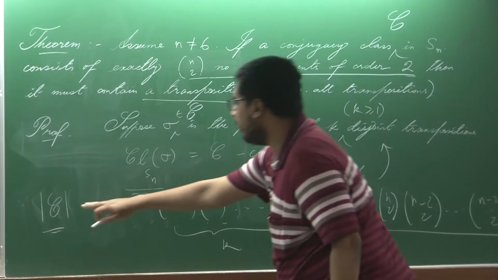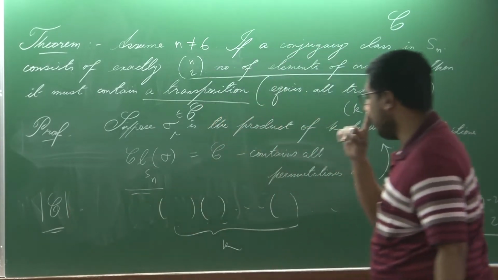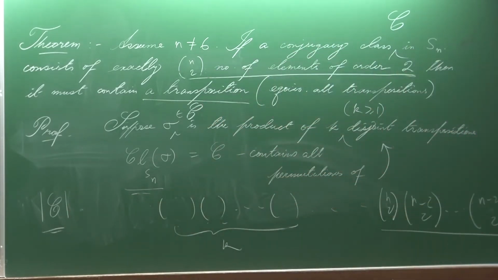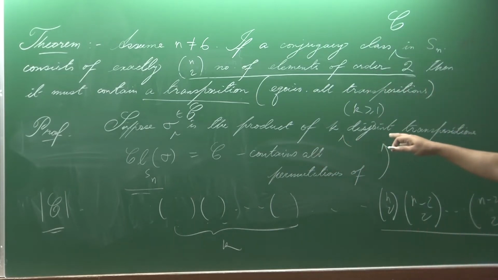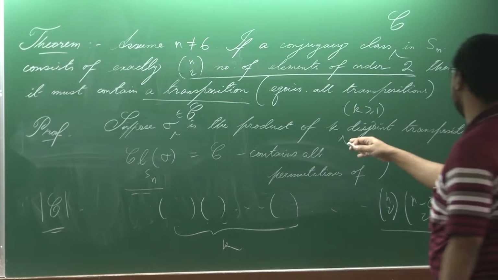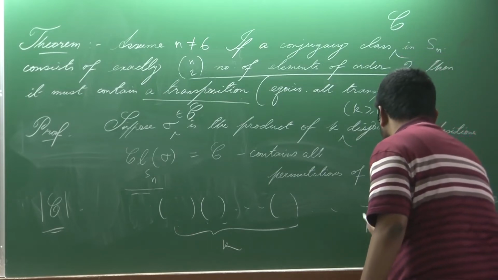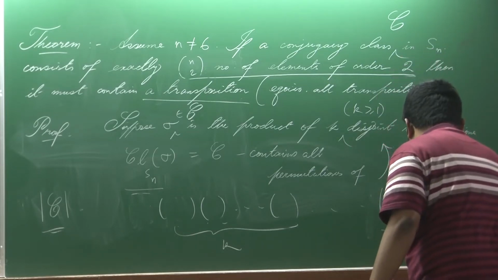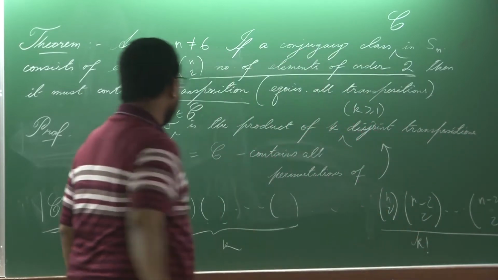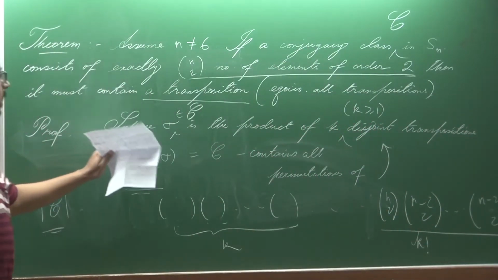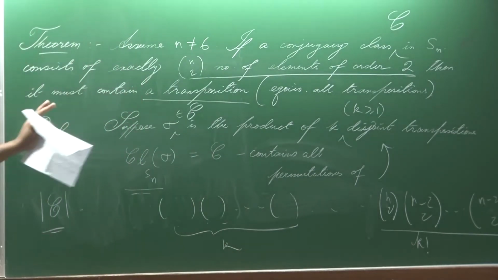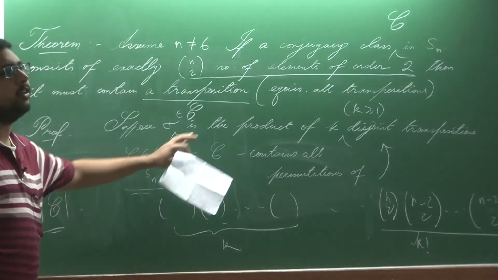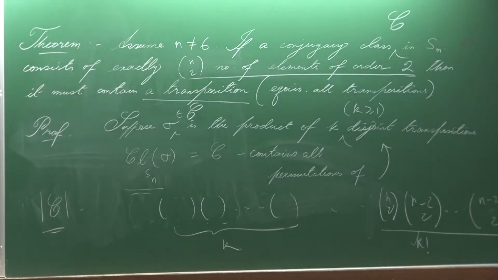Therefore, we see that the number of permutations which are products of k many disjoint transpositions is exactly this, but divided by k factorial. Okay. So, this is a general observation. Here we do not need n not equal to 6 or anything. This is a very general observation. In fact, if you wish, you can put it as a separate lemma. That is not a problem.